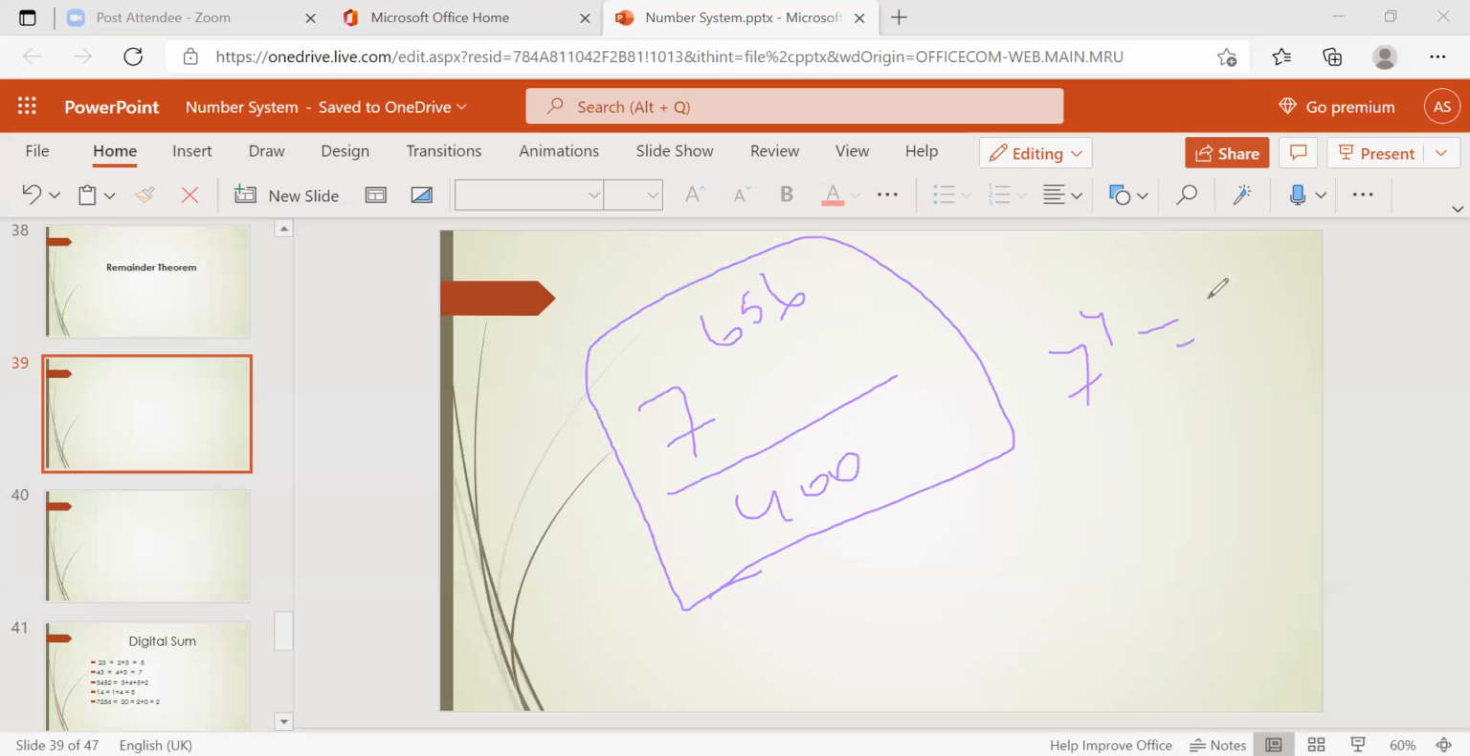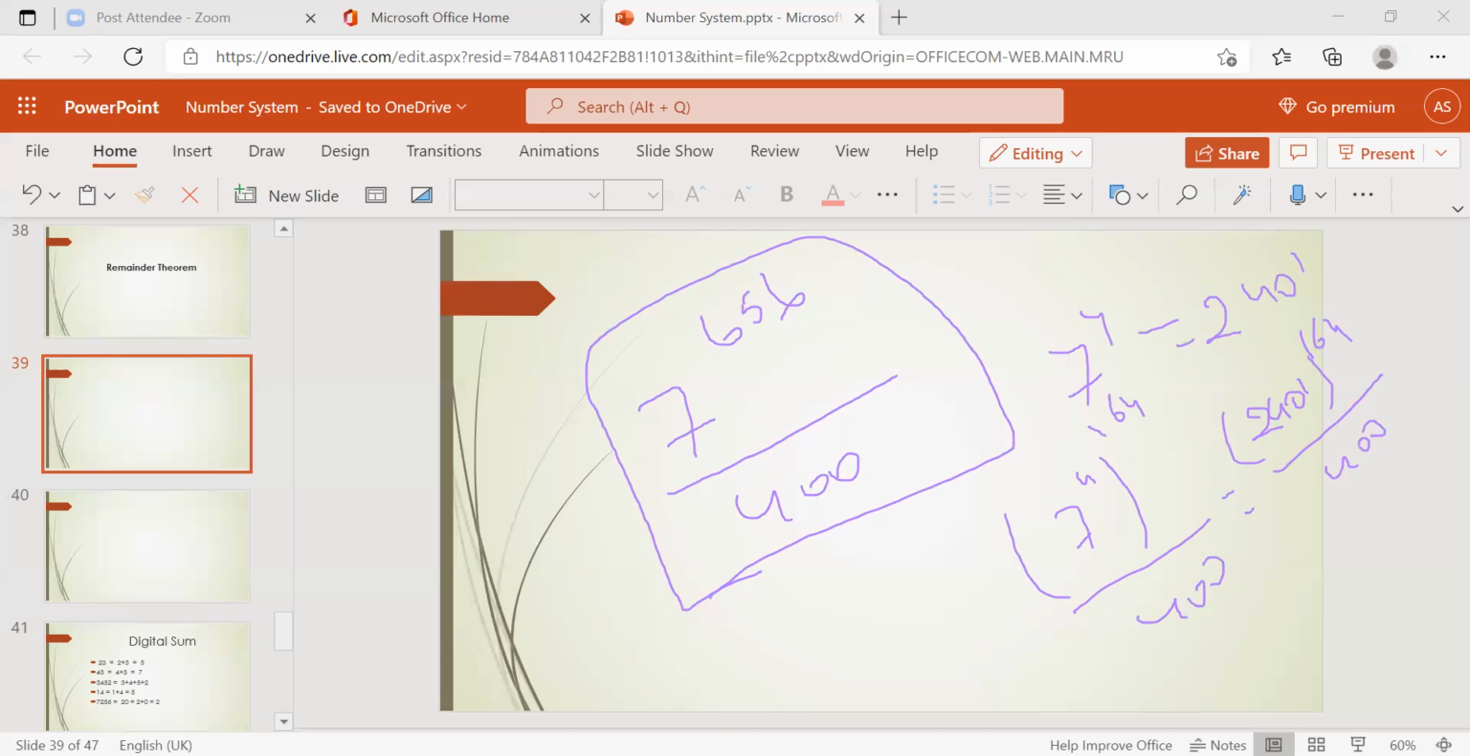7 power 4 is nothing but 2401, right? So 7 power 4, I can write this 7 power 4 by 164, right? By 400. So 2401 power 164 by 400.